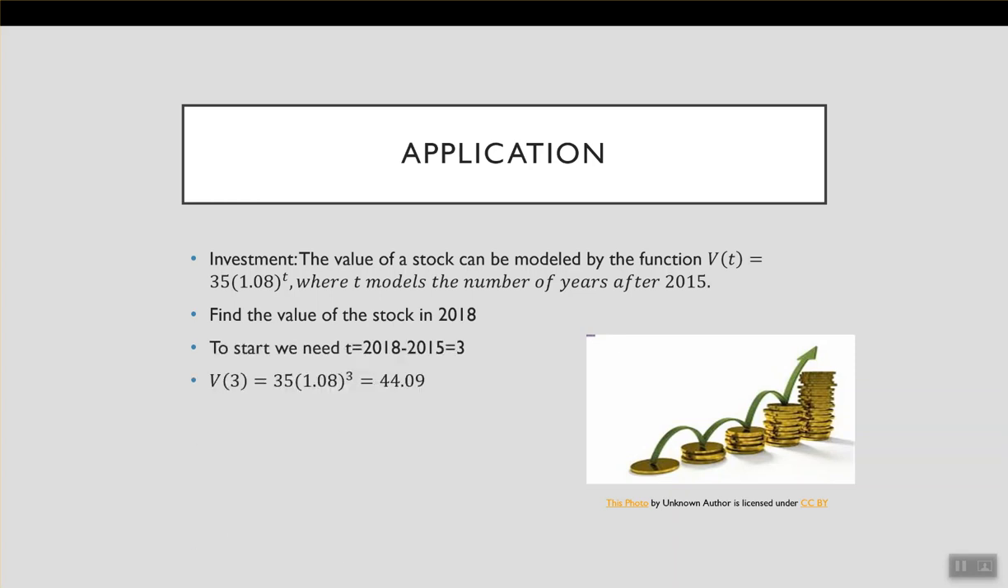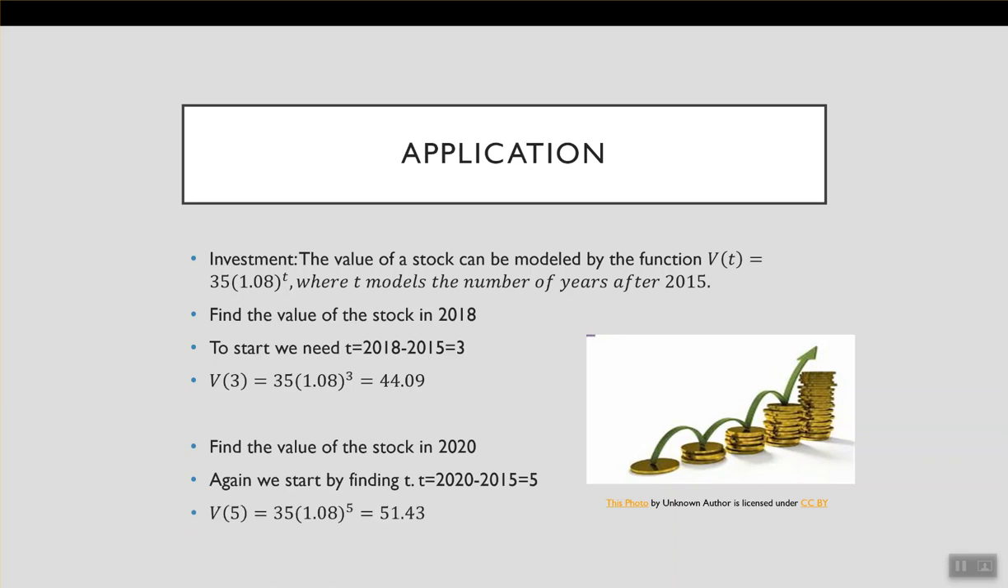With the application, we have to pay attention to the fact that my time is the number of years after 2015. So I have 3 years have passed. I'm going to put in 3. So I have 35 times 1.08 cubed. Because this is money, I did round this to 2 decimal places, right? So just down to cents. So I hit in 35 times 1.08 cubed, and I got 44.09. Let's look at what happened by 2020. Again, I start by saying how much time has passed, which would be 5 years, and I put in 5. So I have 35 times 1.08 to the 5th, which is $51.43.